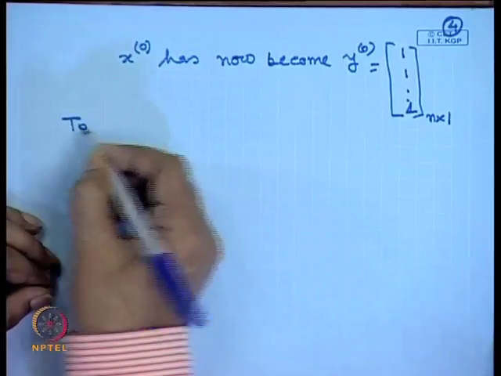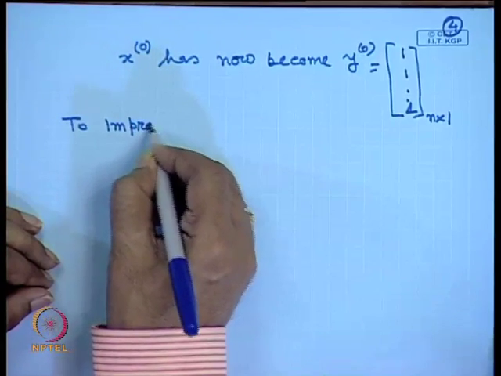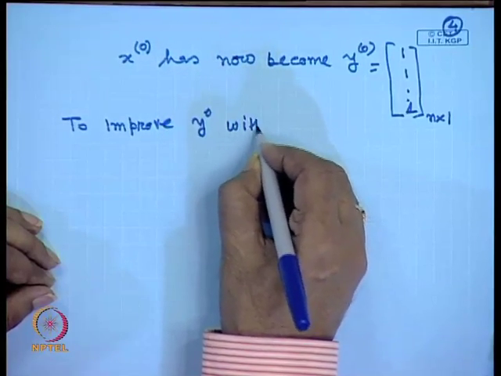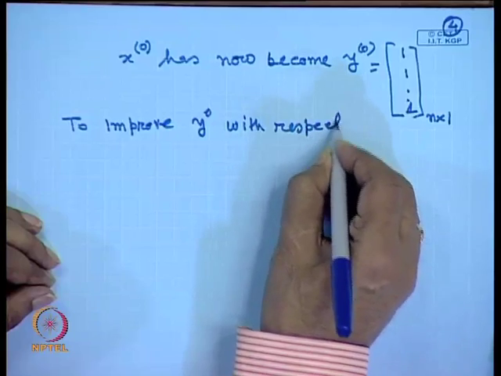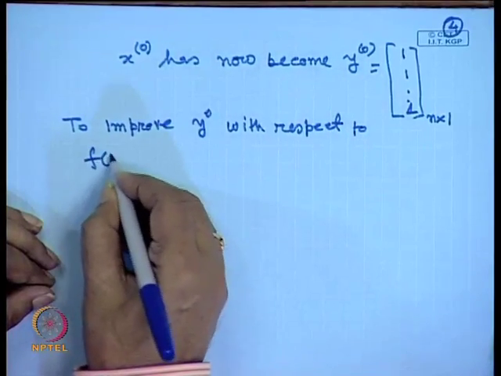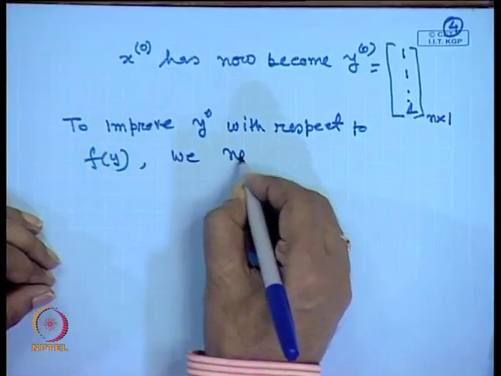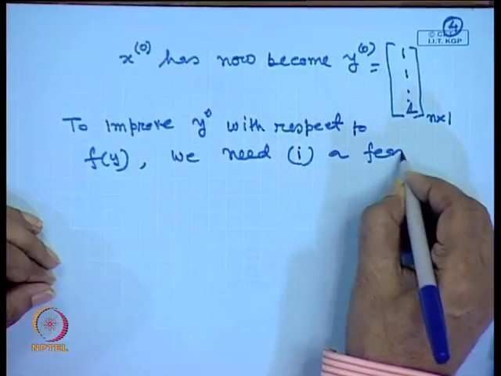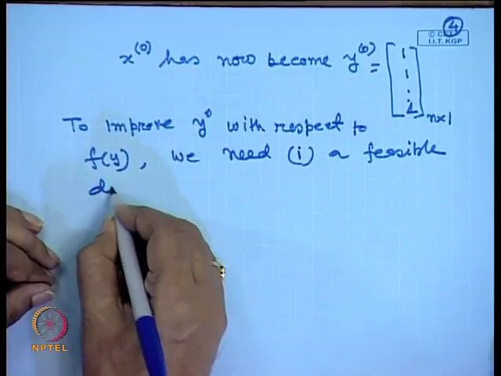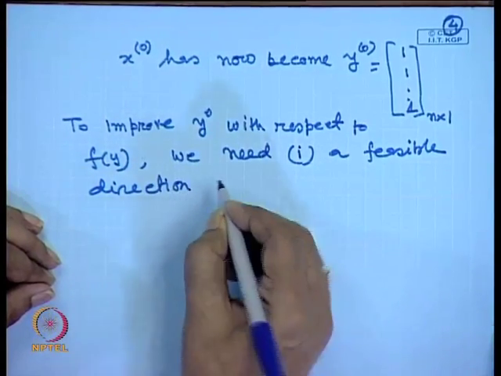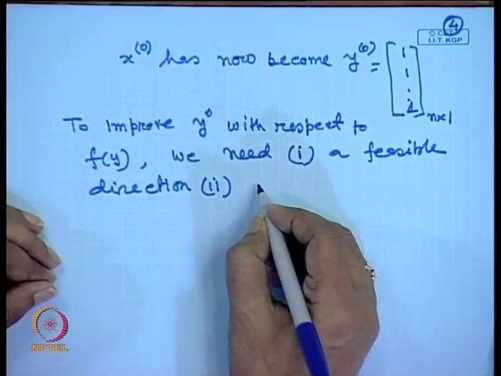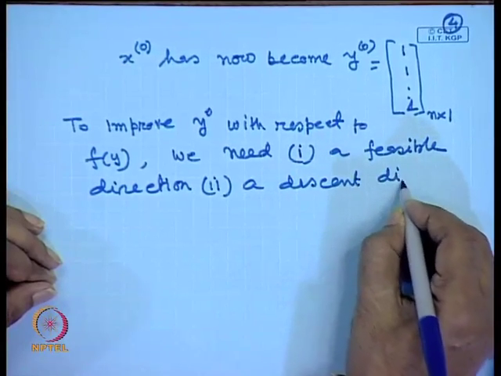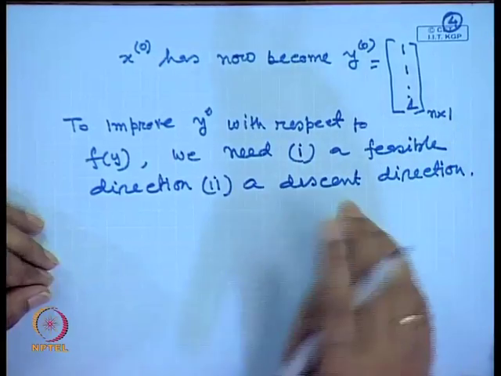So, to improve y0 with respect to f of y, we need, first, a feasible solution or feasible direction. Second, we need a descent direction.